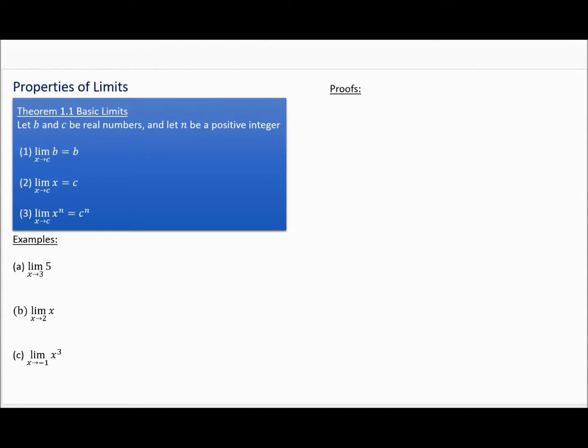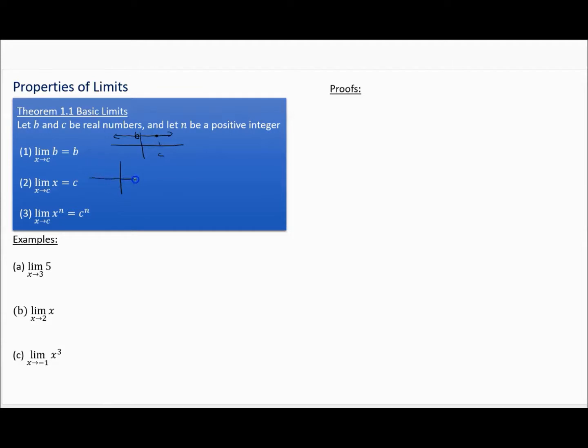Now, we could do a proof of this, and I may do a proof of some of these, but I really just want to spend some time getting you to understand what the theorem says. If I graph this first function, I'm graphing just a number, and that's a horizontal line at y equals b. So, of course, if c is something down here, then the y value, or the limit value, is going to be b. You could look at the graph and tell that's going to happen.